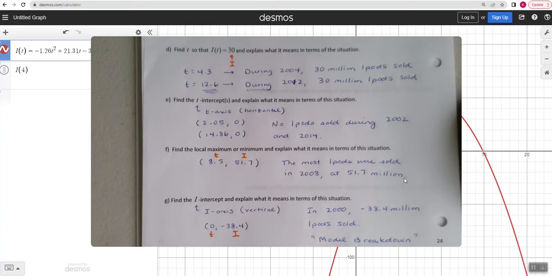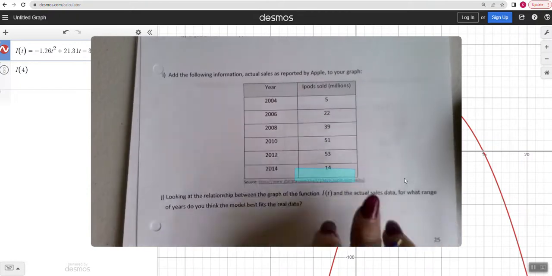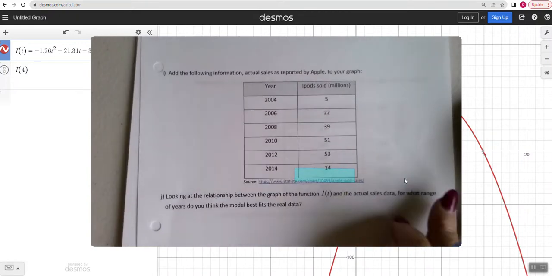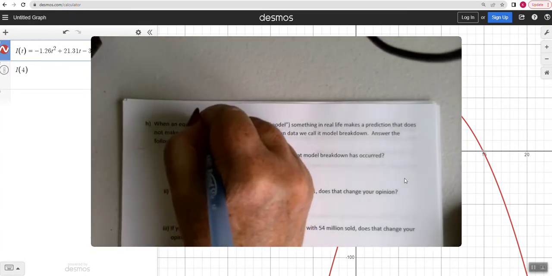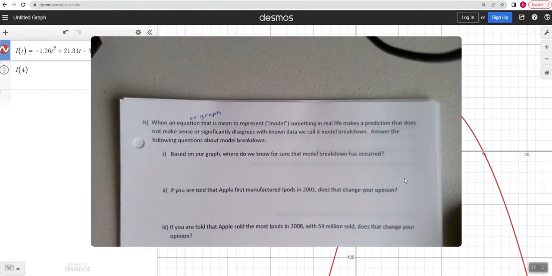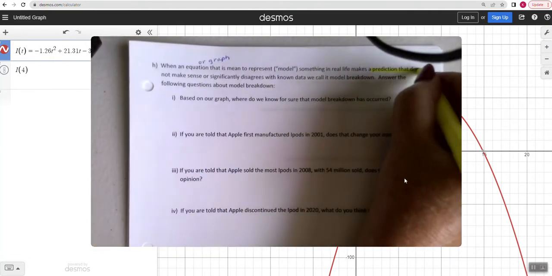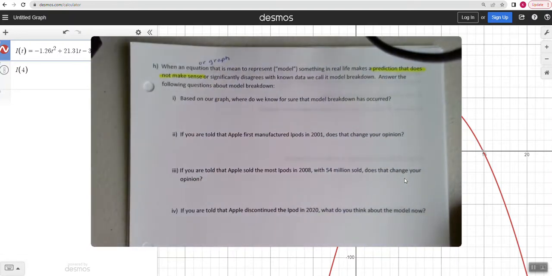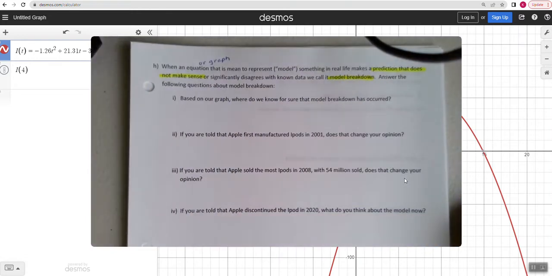I'll talk just a little bit more about model breakdown. When an equation or graph, I should probably say, that is meant to represent or model something in real life makes a prediction that does not make sense or significantly disagrees with something that we already know, we call that model breakdown. Let's talk a little bit more about where exactly we would have model breakdown for this particular situation.